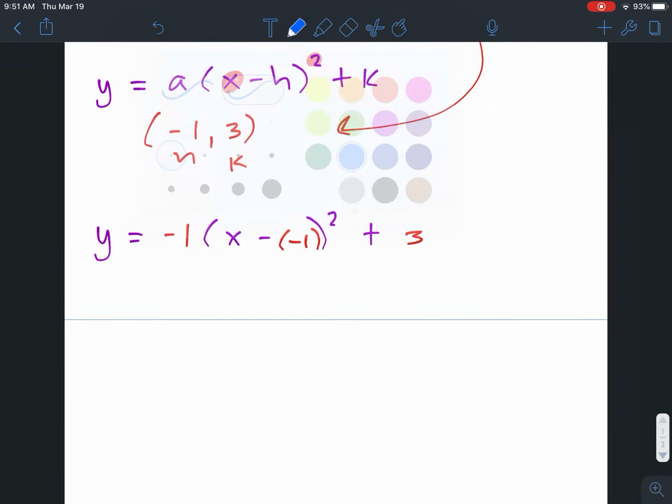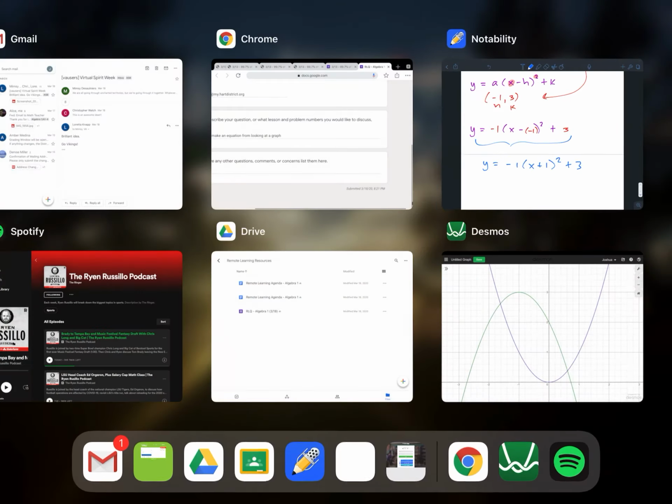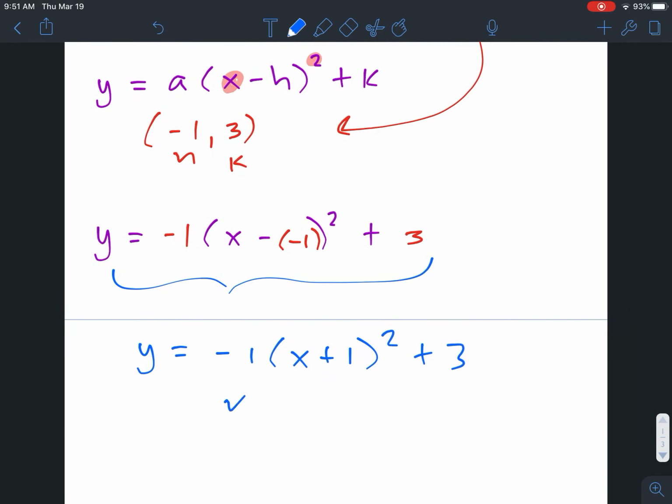So final situation, to create this equation from this graph, we have y equals negative 1 for a, times (x minus a negative 1, and minus a negative is the same thing as plus positive 1) squared, plus our k value of 3. Now we're going to see if that is indeed the equation that I had written. And look, it sure is. If you look at the top left-hand corner of the screen here, we have y equals negative 1 times (x plus 1) squared plus 3, which is negative 1 times (x plus 1) squared plus 3. Money.